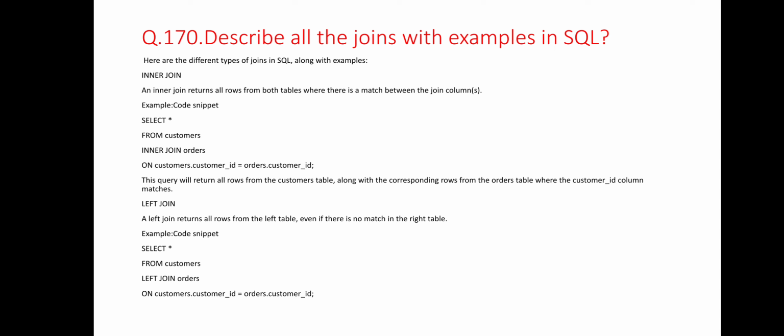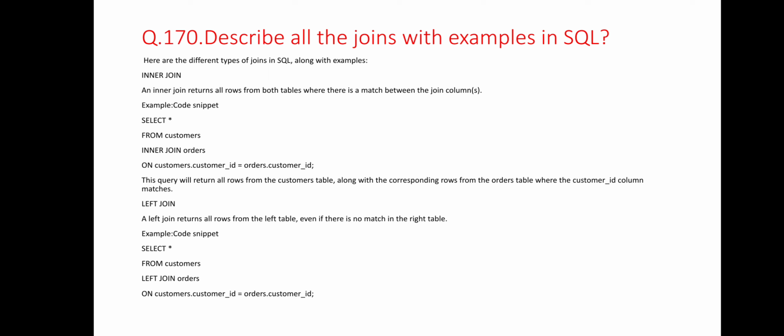Question number 170. Describe all joins with example. So here are different joins in SQL along with examples. Inner join. An inner join returns all rows from both tables where there is a match between the join columns. Example code snippet: SELECT * FROM customers INNER JOIN orders ON customers.customerID = orders.customerID. This query will return all rows from the customers table along with the corresponding rows from the orders table where the customerID column matches.